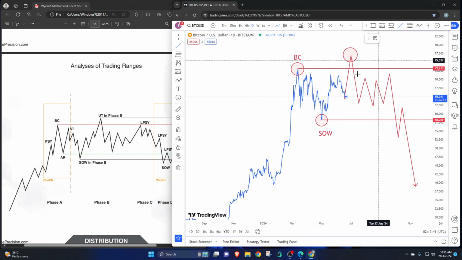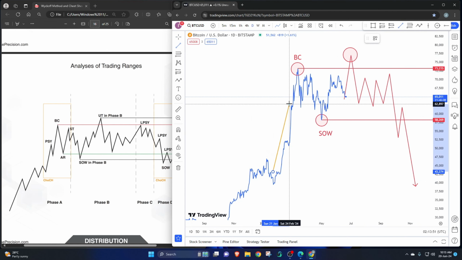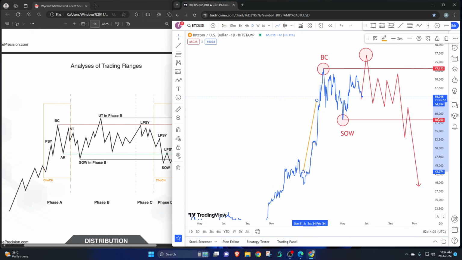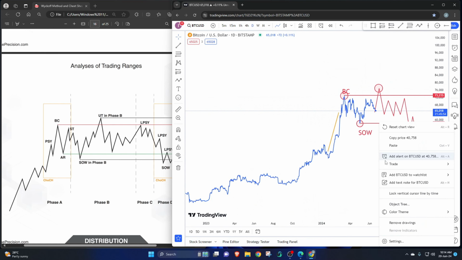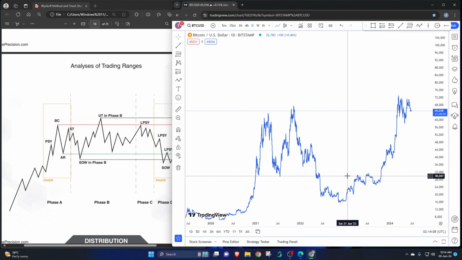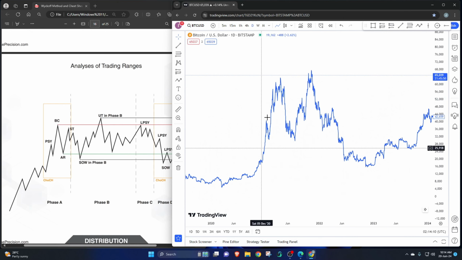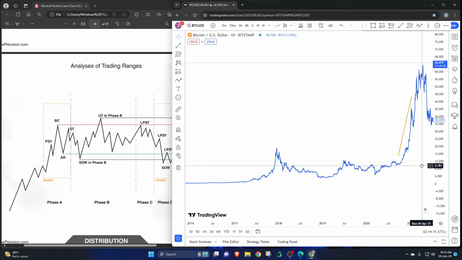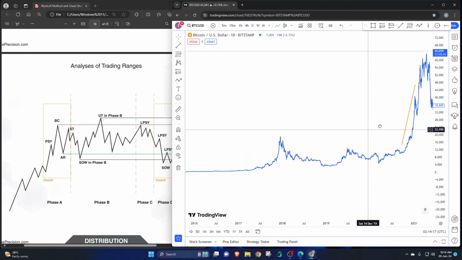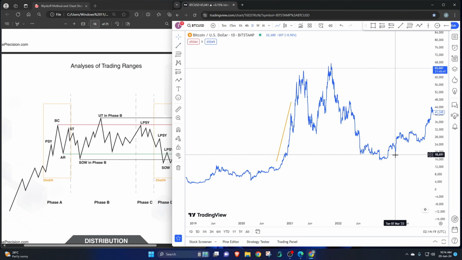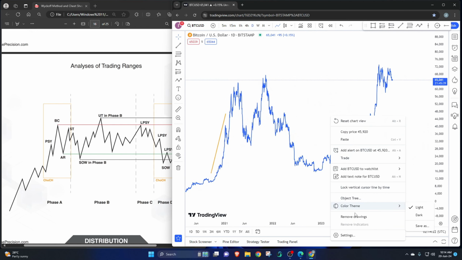We all know, if you zoom out, that a major markup has just happened before the halving. That's why this cycle is a little bit weird. If you look at previous cycles, markups happen only after the halving. But for this cycle, it's a little weird because the major markup has already happened.